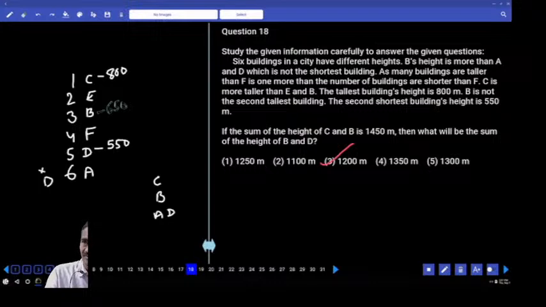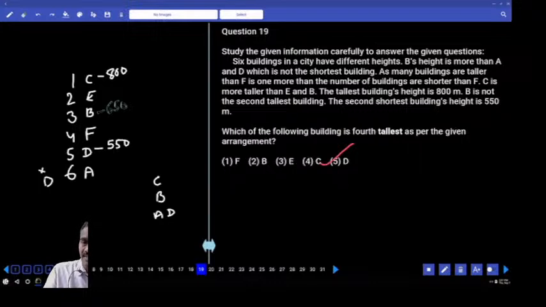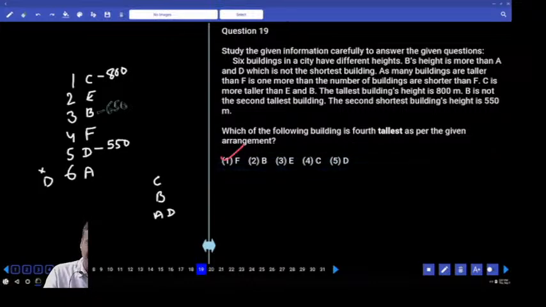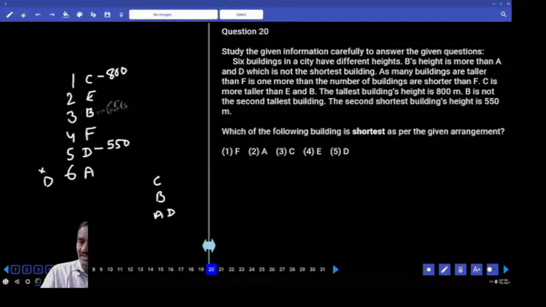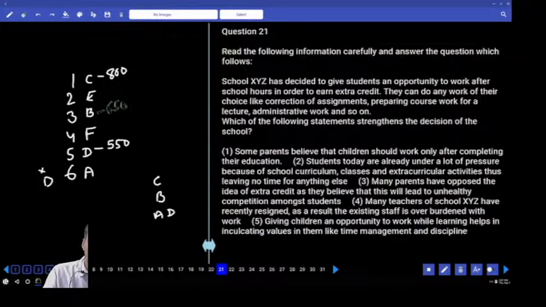Then the next one, 19th one. Now in this 19, which of the following buildings is 4th tallest? 4th tallest is F, that is choice 1, question number 19. Then the next one, 20th: which of the following is the shortest? Shortest is A, choice 2, question number 20. Must I repeat the 20?